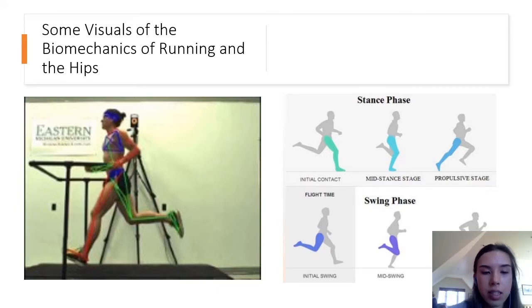And as you can see, there's a line going basically from the top of his hips down to his foot along the femur and attaching essentially at the top of the pelvis. And this is what we're going to be focusing on because this is the flexion and extension of the hip joint along the sagittal plane.